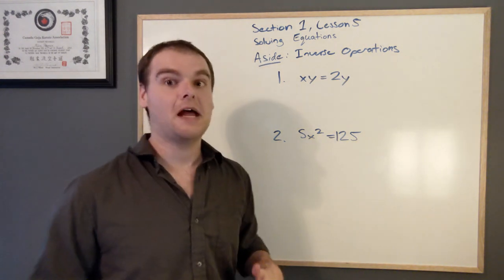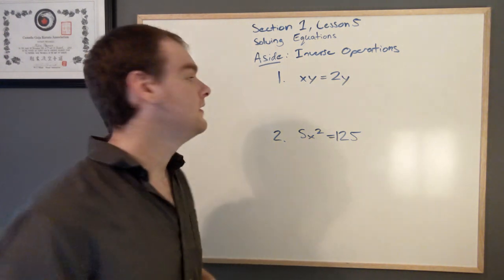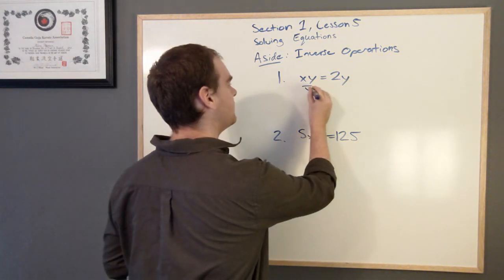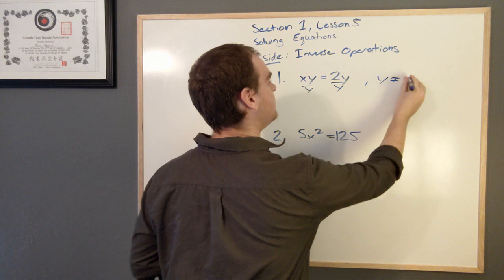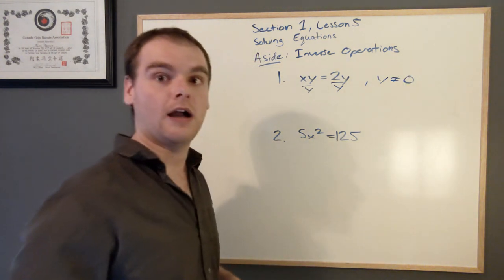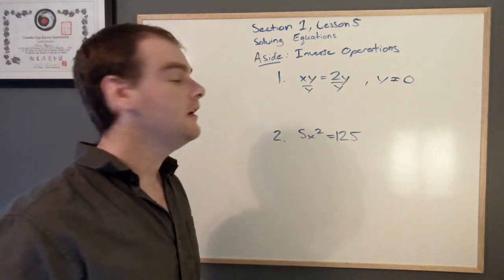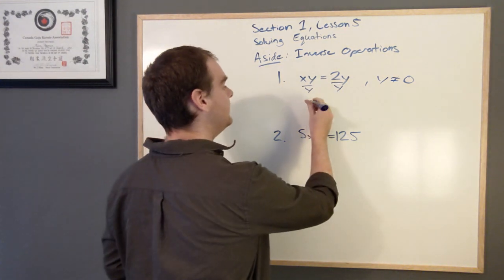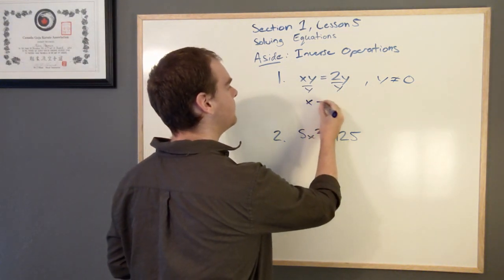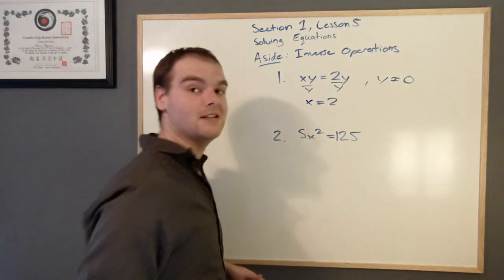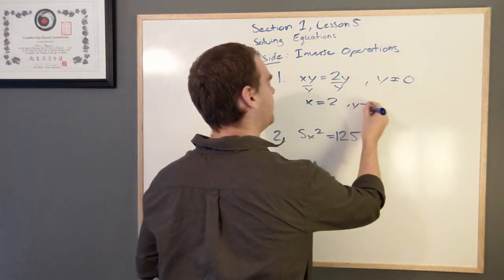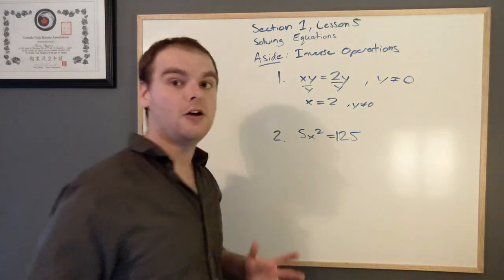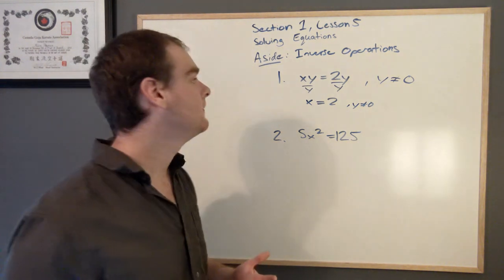What I would do here is I would divide by y. Now the catch is I can only do this if y is not 0. In the case where y is not 0, then it works just fine, and I get, in this case, x equals 2. But again, I have to write down that y can't equal 0, and this doesn't tell me anything about y.